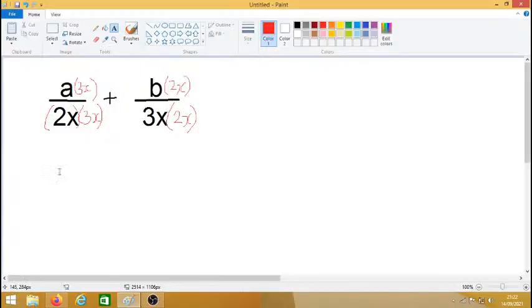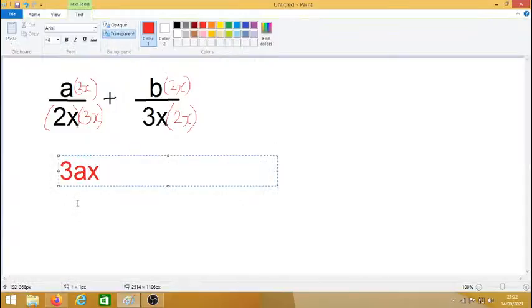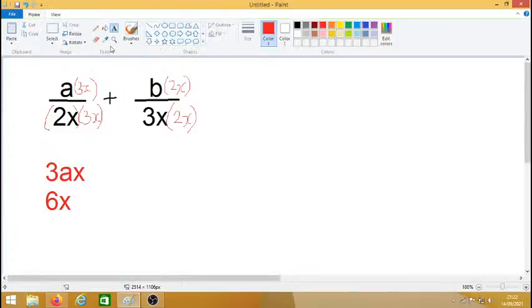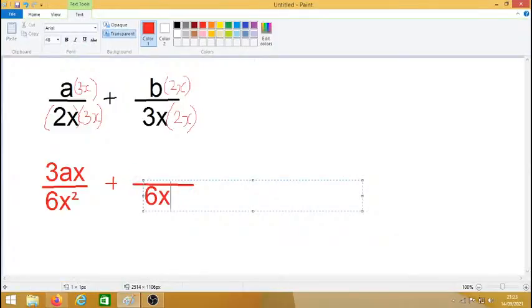So at the top now we'll have 3ax over, and that's going to be 6x squared. You don't even have to multiply out the brackets at the bottom. If you can leave them there as they are, but I'm just going to multiply them out. 6x squared on the bottom. That's your first fraction. If you can do the second one quicker than me, because I'm drawing it on the screen, let me know what's going to be at the top while I fill in the bottom. It's going to be 6x squared again.